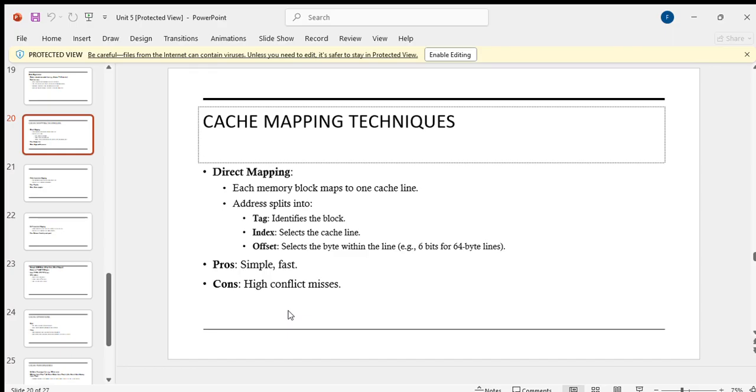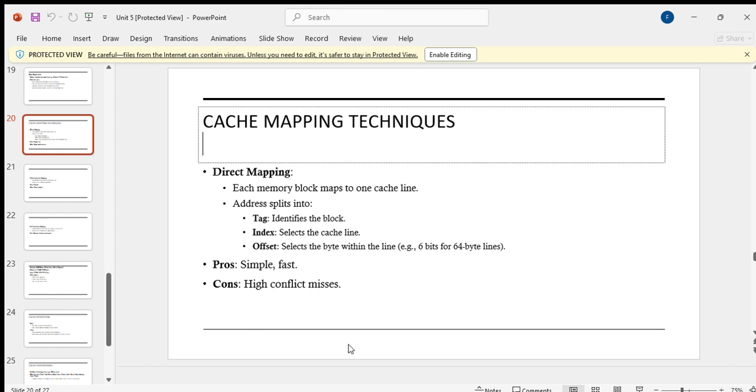And the cons, meaning the disadvantage, is high conflict misses. What does that mean? If two frequently accessed memory blocks both map to the same line, they will keep kicking each other out of the cache, even if the rest of the cache is free. If the rest of the cache is free, they can't use any other line.